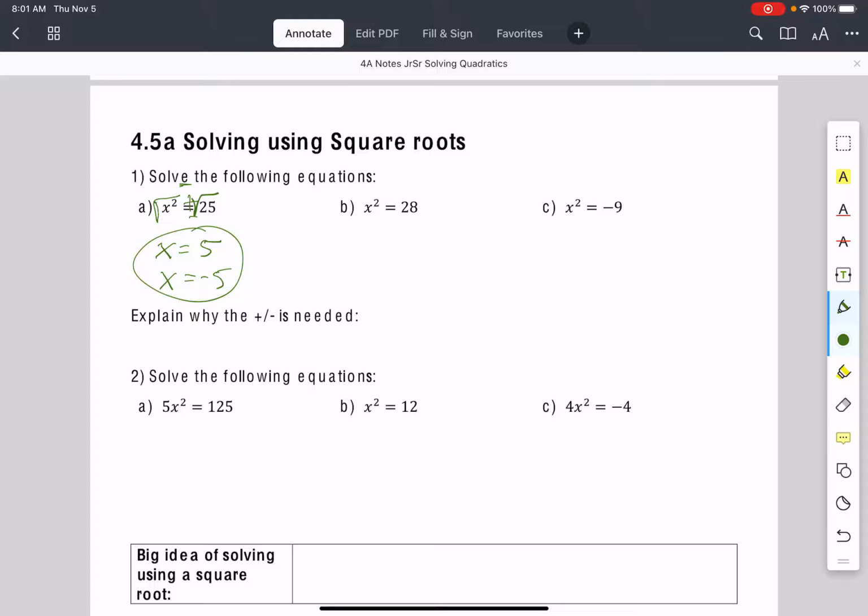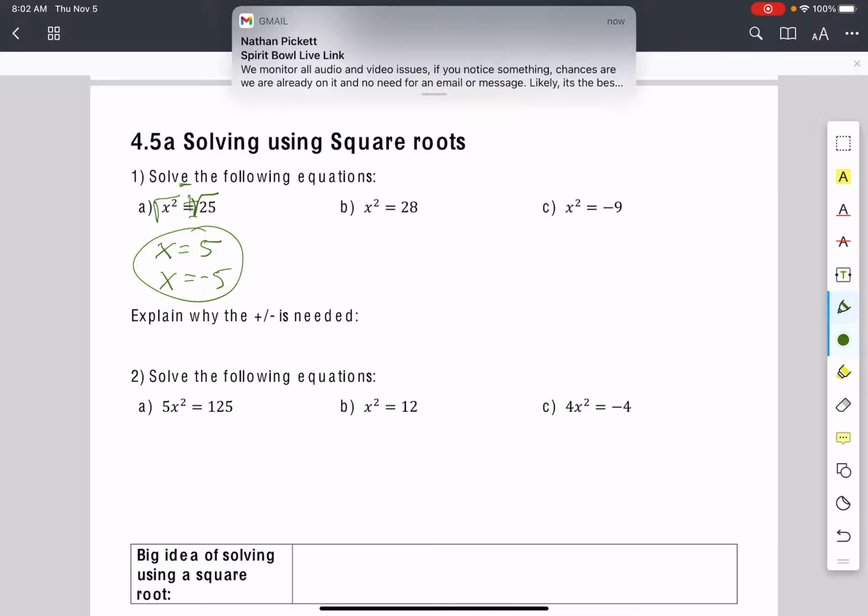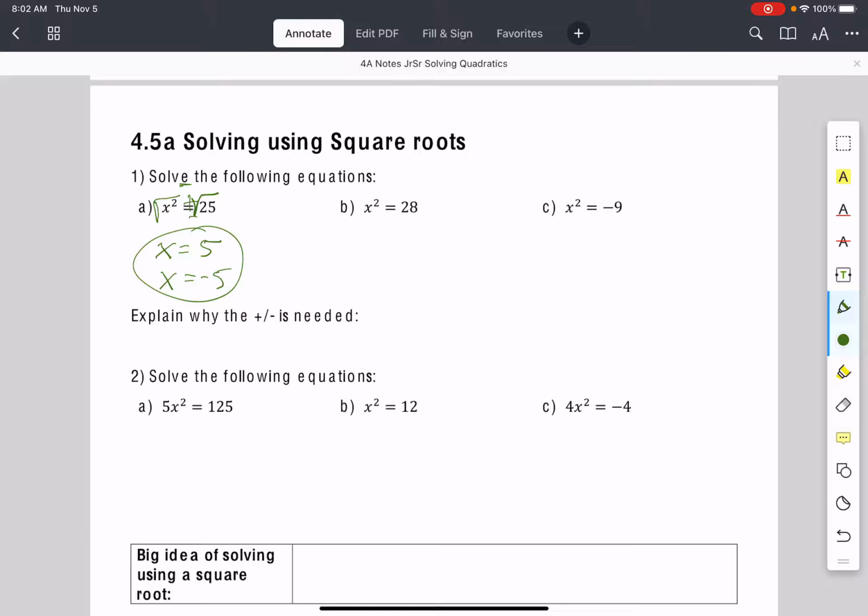If I'm trying to solve this equation here, I am trying to find any x that makes this true. Well, if I had 5 squared, then that would equal 25, right? But if I also have negative 5 squared, because two negatives make a positive, that also equals 25. So if I'm supposed to solve for x, I need to find any x that makes this equation true, so it has to be both the positive and the negative. Does that help? Okay. Anyone else?